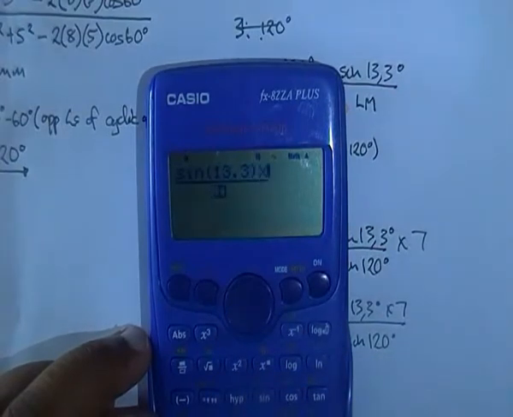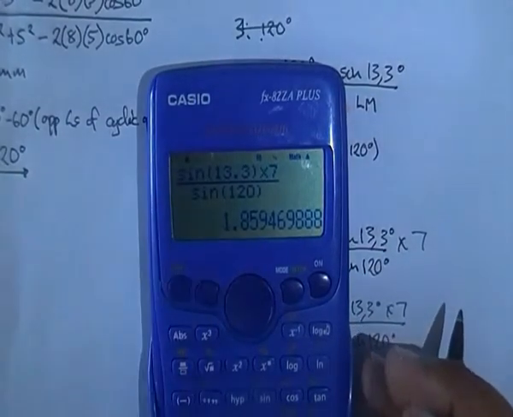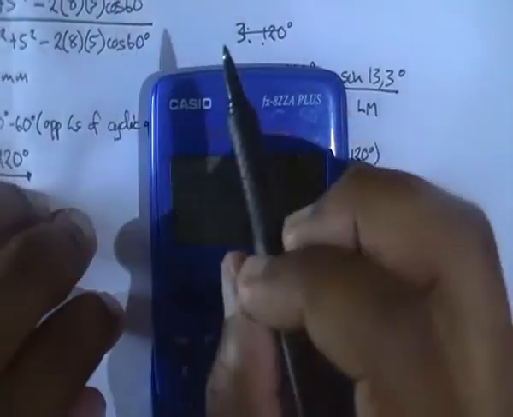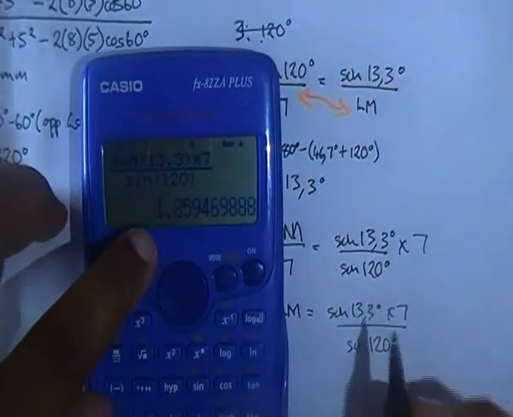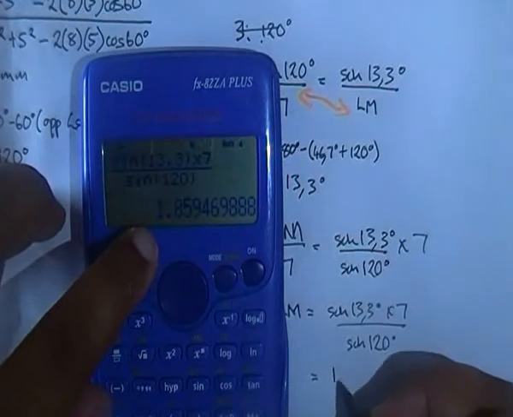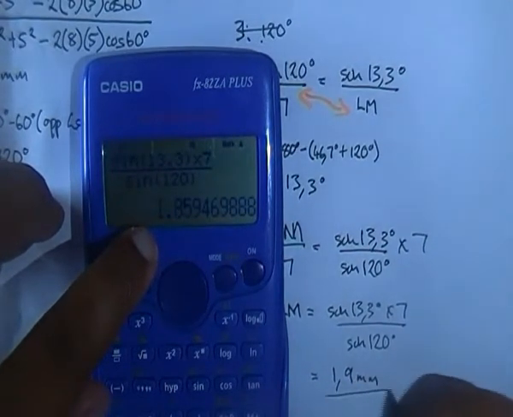13.3 close brackets times 7 over sine of 120 close bracket, and that is 1.85. Oh yes, the instructions say correct to one decimal place, so we're going to round this correct to one decimal place, and this is 1.9 millimeters.